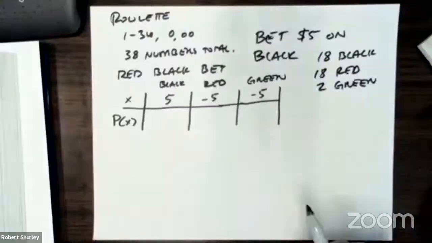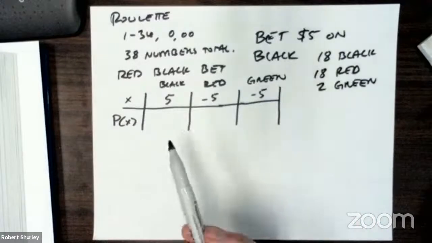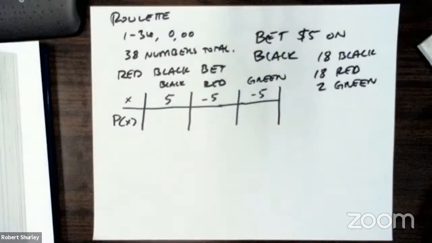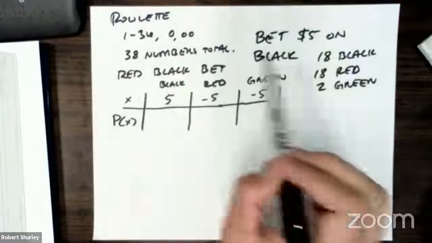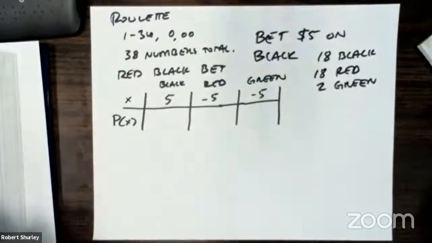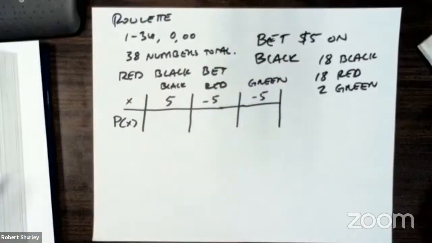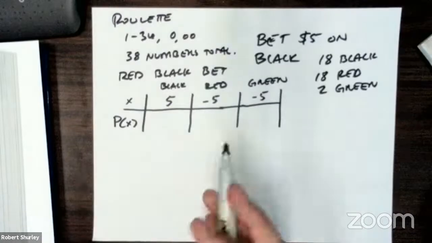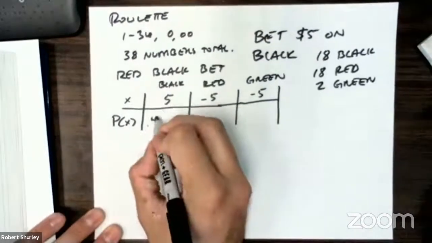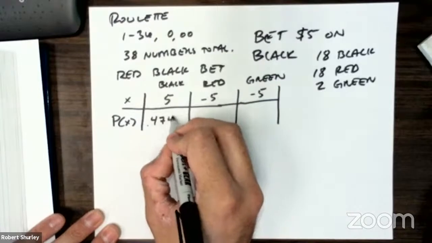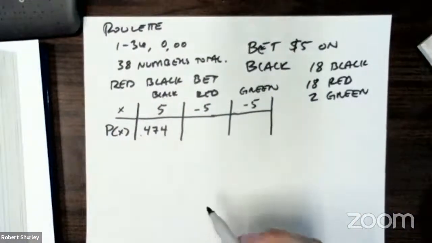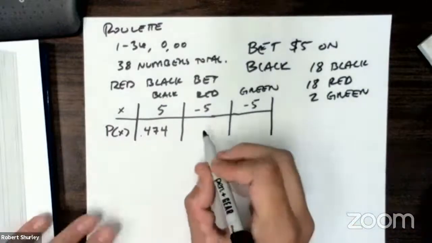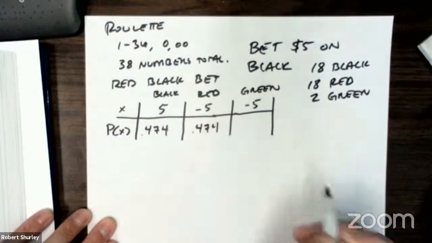So we've got 18 black, 18 red, and 2 green. If I want to find the probability of black, it's going to be 18 out of 38, because these are all the spots. Let me take my calculator out. 18 out of 38 is 0.474, rounded to three places. Red is the same thing: 18 out of 38 as well, 0.474.